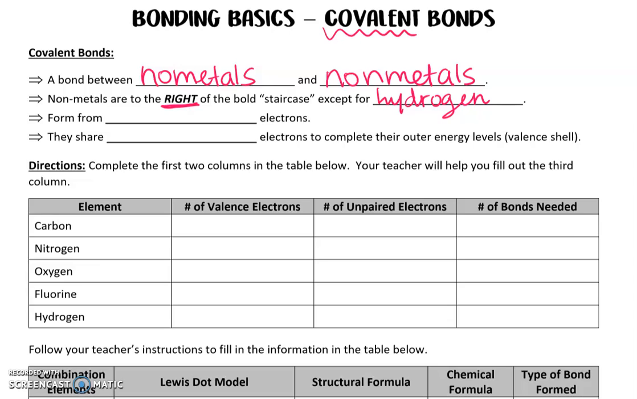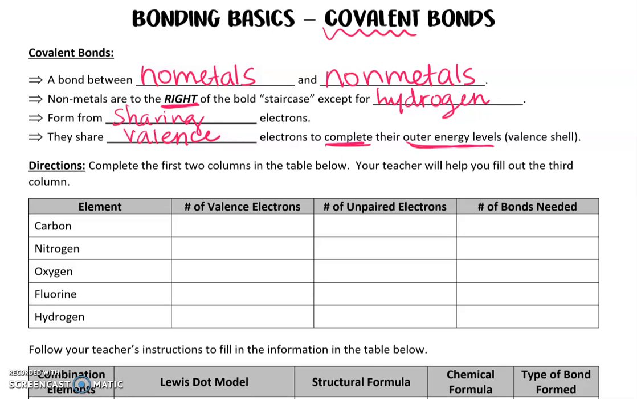Now, when we talked about ionic bonds, we talked about how they form due to a transfer of electrons from the metals to the nonmetals. Well, when we talk about covalent bonds, they form from sharing electrons. So they can't both gain valence electrons to satisfy their valence shells. So instead, they're going to share their valence electrons. And again, that's to complete their outer energy level, their valence shell.